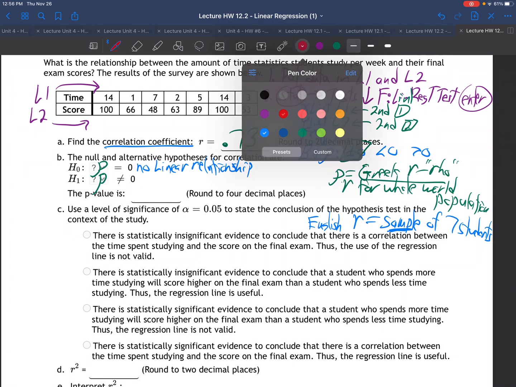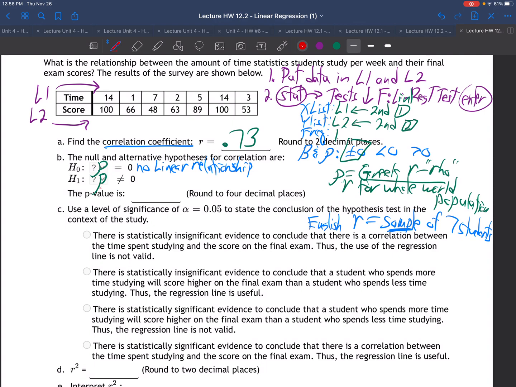There's no linear relationship. It's 0. Whereas if rho is not 0, then there is a linear relationship between time studying and score on the final, right? That's what we're testing. If rho comes out 0, if there's evidence, and also remember, it's always weak evidence for H0 and strong evidence for H1.